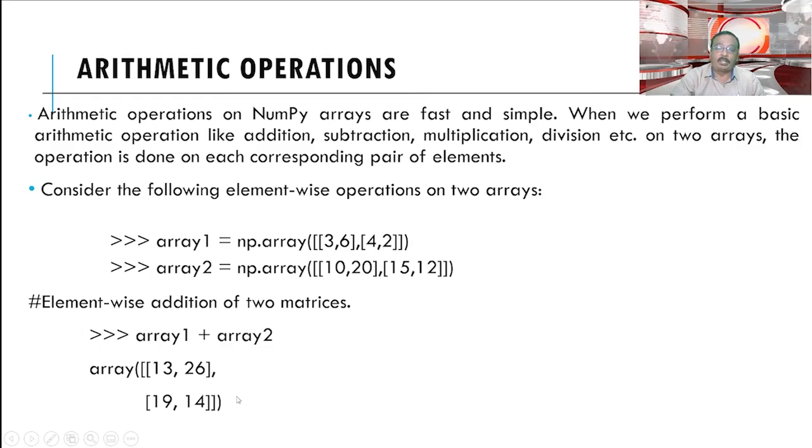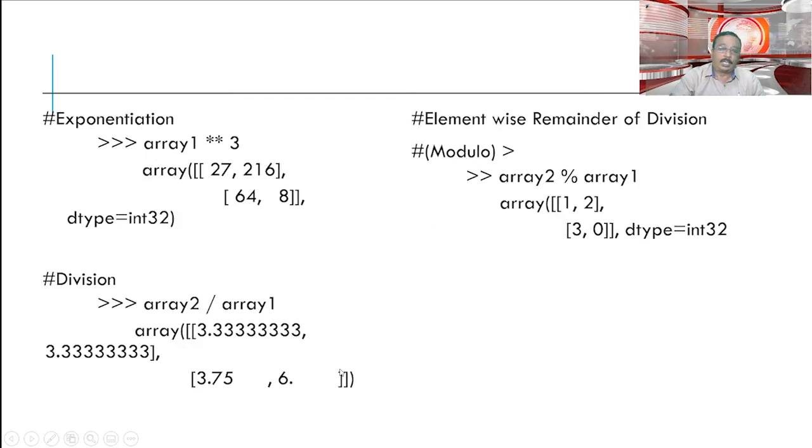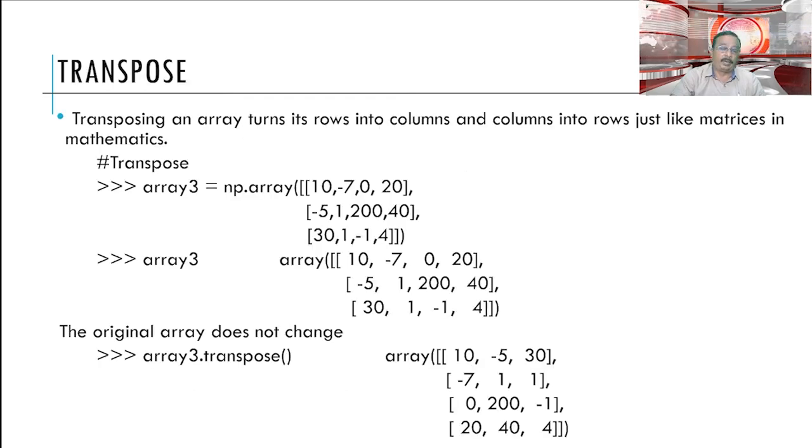So operations are done pairwise when you do binary operations. Similarly for subtraction, each element will be subtracted. And for multiplication also, you can multiply two arrays. The first element of the first array and the first element of the second array will be multiplied, and similarly for the other elements. Exponentiation, division, all arithmetic operations are possible with NumPy arrays.